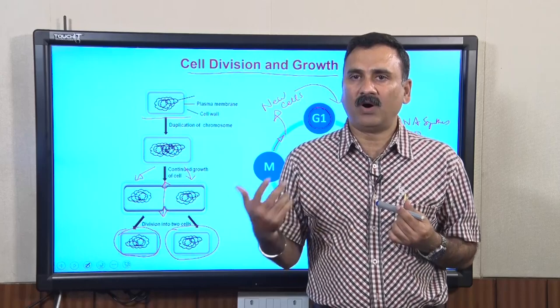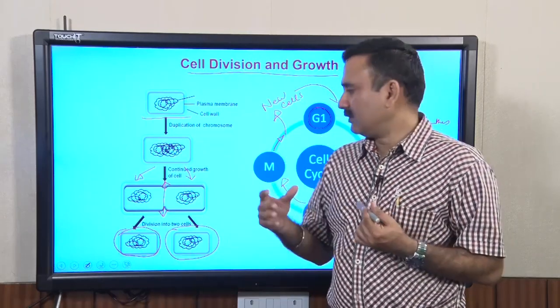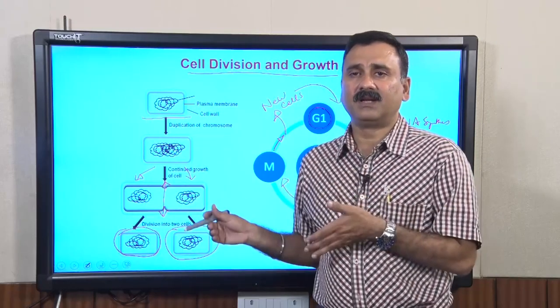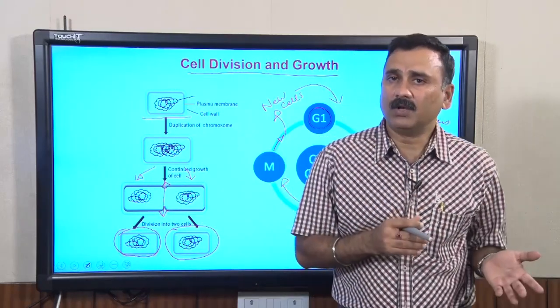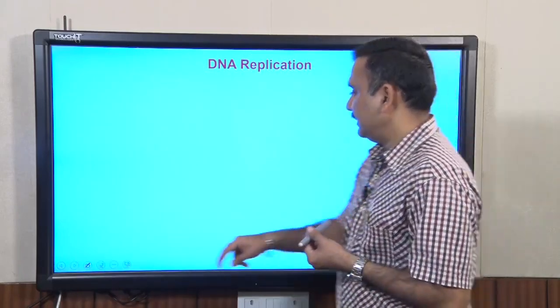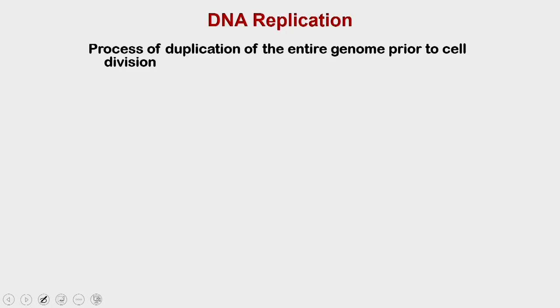So what you can see is that if cell division or growth is to be continued, one of the crucial steps is to perform DNA synthesis, whether in the case of prokaryotes or eukaryotes. Now DNA synthesis is a process which allows duplication of the entire genome prior to cell division. So it is important that you make double copies of the entire genome before the cell prepares for division.